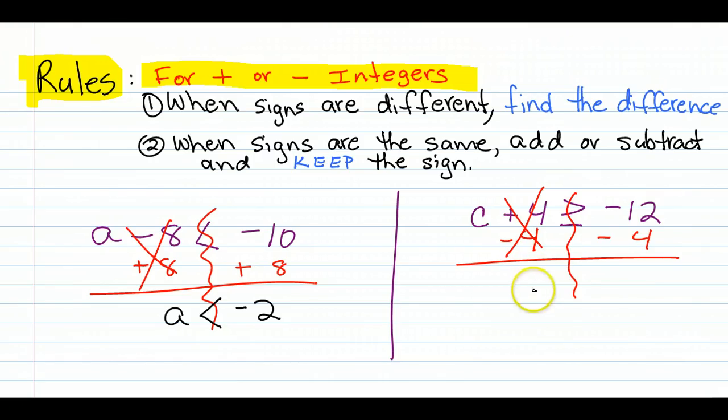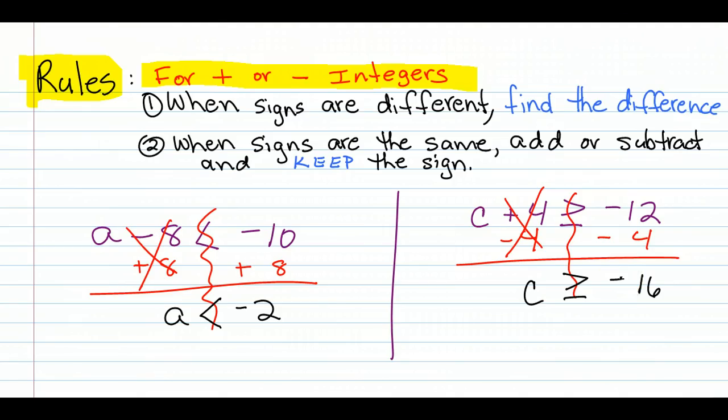C is greater than or equal to, look at this, signs are the same. So just add or subtract and keep the signs. And we're adding two negatives. We're saying -12 plus a -4 is going to be, keep the sign, so 12 plus 4 is 16, and we keep the sign.